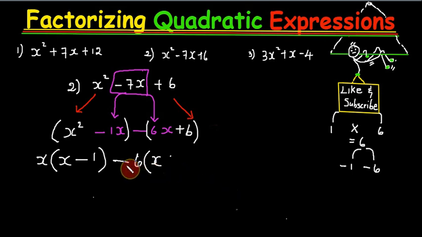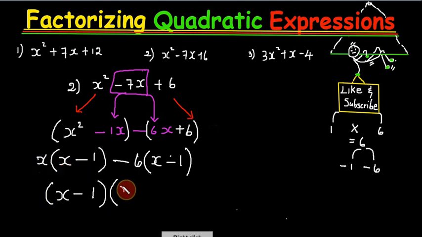Alright, so a negative 6 multiplied by a negative 1 will give us a positive 6. And note, they are the same. So the common factor here is x minus 1, and we have x minus 6. So this is our answer.